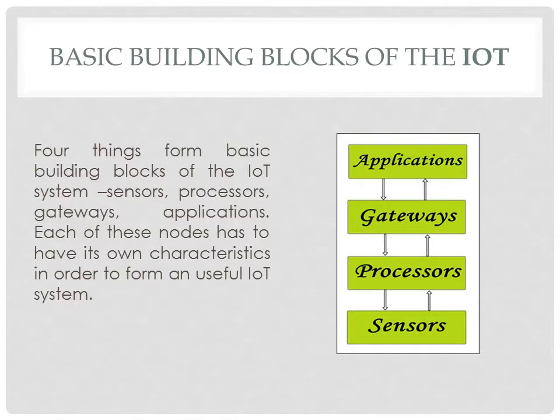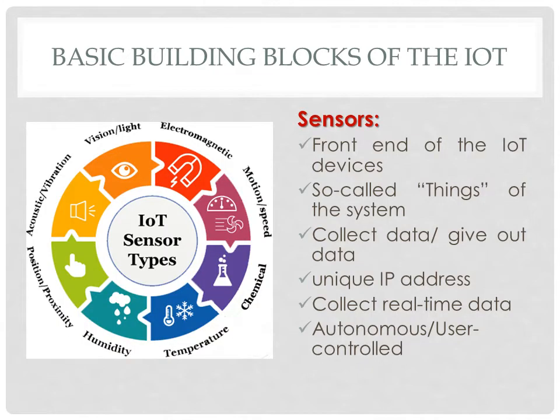So here are the basic building blocks of IoT architecture, and they are sensors, processors, gateways and applications. Each of these nodes has to have its own characteristics in order to form a useful IoT system. So let us see these building blocks one by one. First building block is sensor. Sensors form the front end of the IoT devices. In IoT, these are the so-called things of the system.